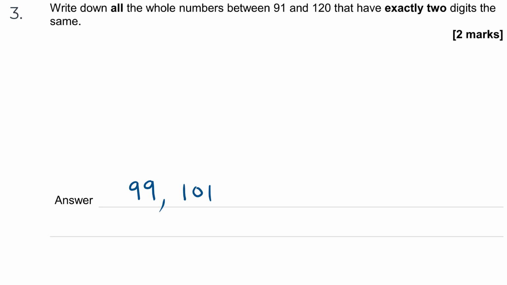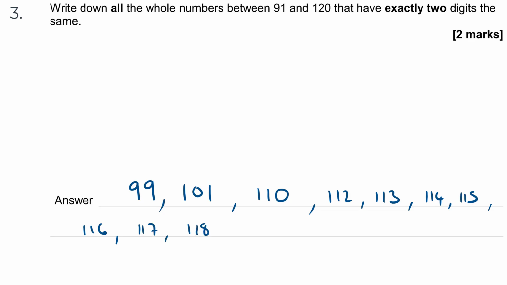We could have 101, couldn't we? And then the next one we're going to get is 110. That's got 2 1s in it. No, next one, 111, has got 3 1s, so that isn't exactly 2, but we can have 112, and in fact all the other ones that follow, can't we? 115, 116, 117, 118, and 119. Are there any more? So we get to 120, and then all those are different. I think that's all of them.